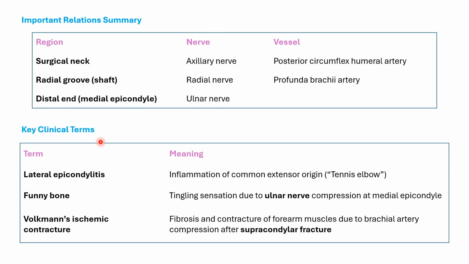And important clinical terms: lateral epicondylitis. It is inflammation of the common extensor origin and is also called tennis elbow. And funny bone: it is a tingling sensation due to ulnar nerve compression at the medial epicondyle. Also you can experience this by tapping the medial epicondyle with your finger. And Volkmann's ischemic contracture: it is fibrosis and contracture of forearm muscles due to brachial artery compression after supracondylar fracture, due to loss of blood supply.